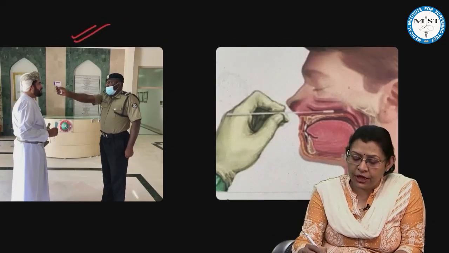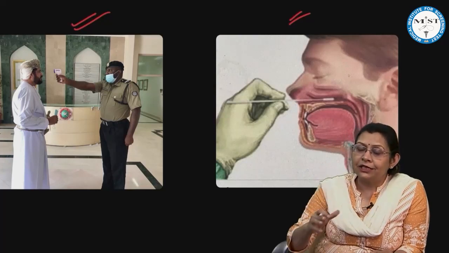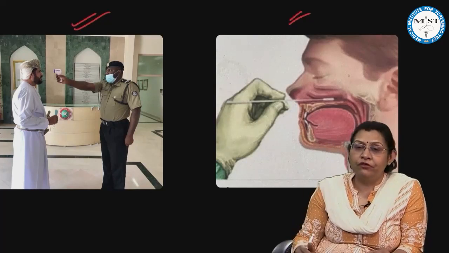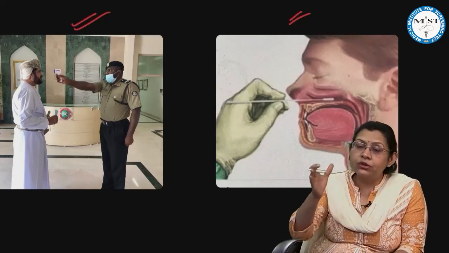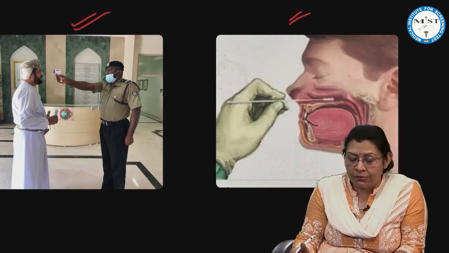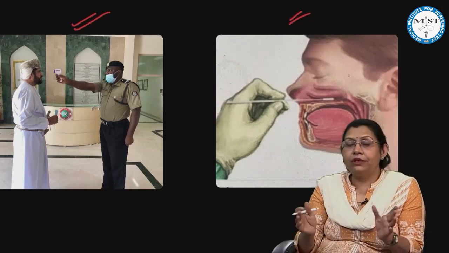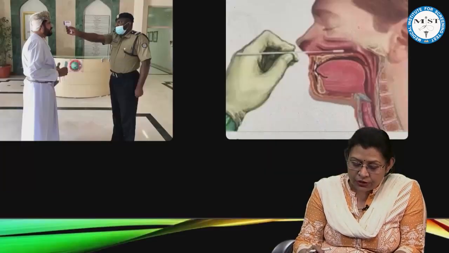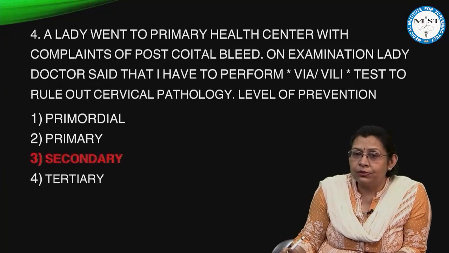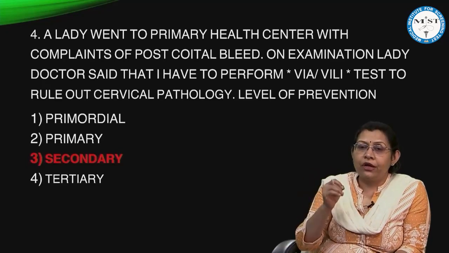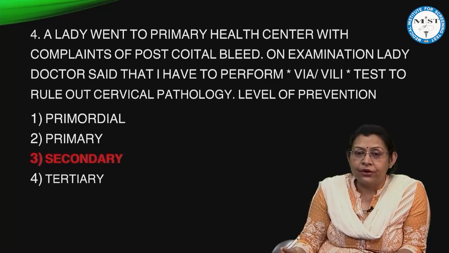Or this is the technique of taking the nasopharyngeal swab wherever we suspect the person has the infection, especially if any positive case is detected in the family, then the close contacts of that positive case are screened out. So these are the different screening activities, and we all know that screening is secondary level prevention. So the correct answer to this question, where the lady has gone to the primary health center with a complaint of postcoital bleed, and the VIA or the Schiller test was performed to rule out cervical pathology, is secondary level prevention.